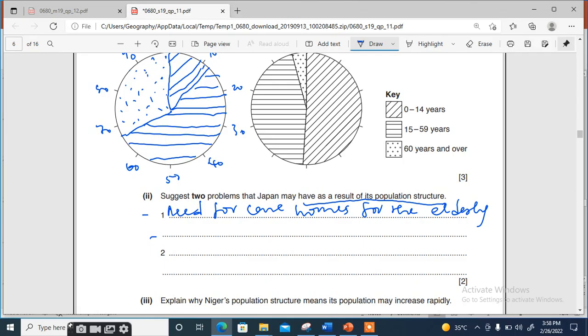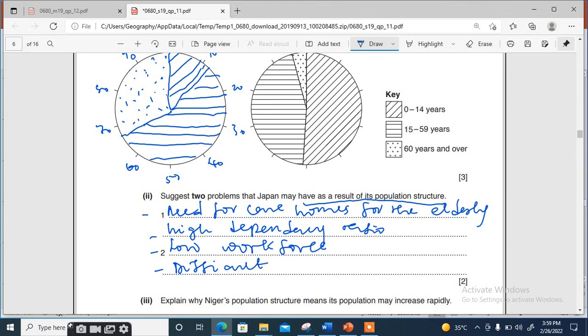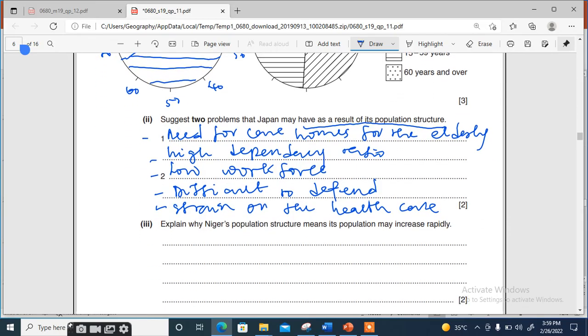You also look at things like it will have a high dependency ratio, because the old people will depend on the younger generation. High dependency. It will also be difficult to defend such a country, and there will be a low workforce. Low workforce. It will be difficult to defend because most of the people are old already. And because most people are old, it will cause a strain on the healthcare. So for any two of that, I normally advise students to give 3 points. It makes it better.